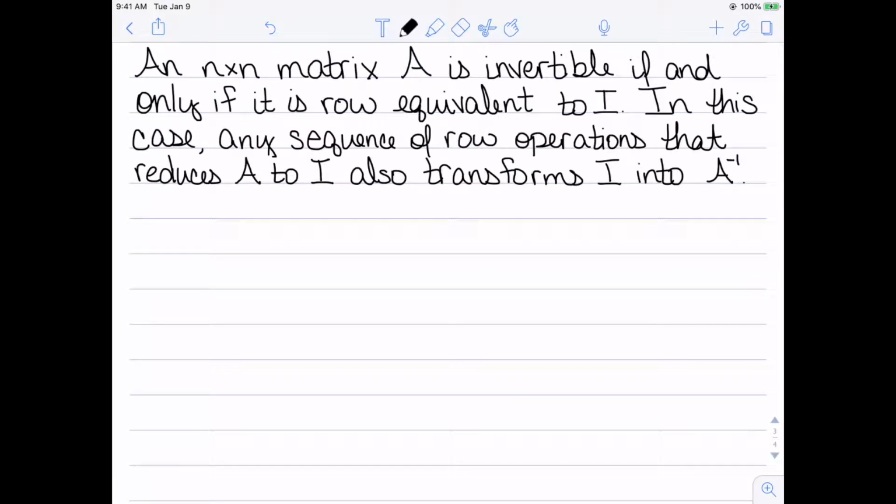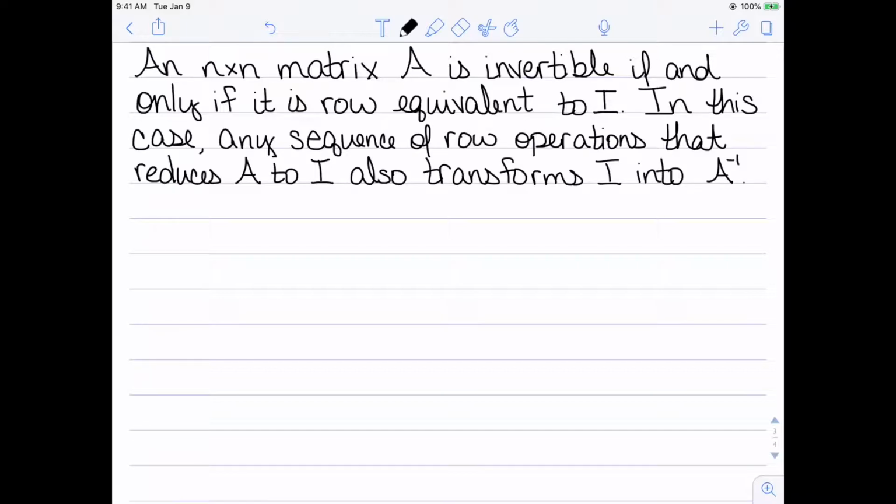While there is a nice formula for the 2 by 2 case, larger matrices are a bit more complicated. So an n by n matrix A is going to be invertible if and only if it's row equivalent to I, which is something that I'll prove in a later video. But in this case, any sequence of row operations that reduces A to I is also going to transform I into A inverse. And this is a direct result of this idea of elementary matrices and the fact that A can be decomposed as a product of elementary matrices.